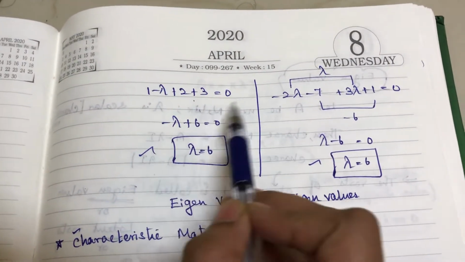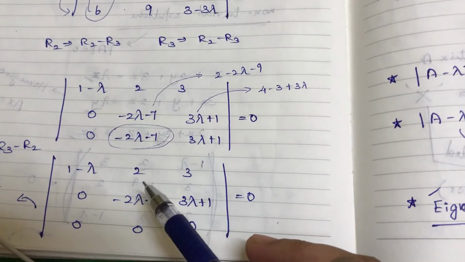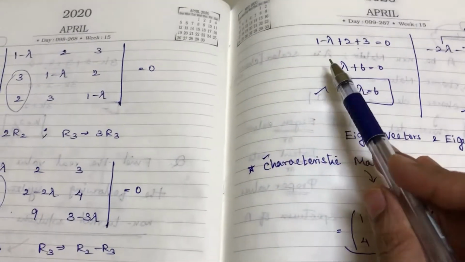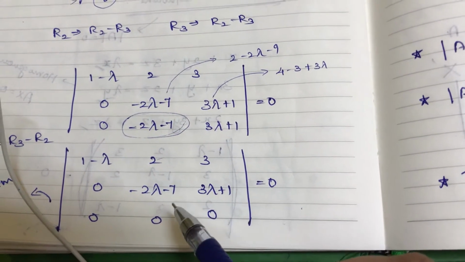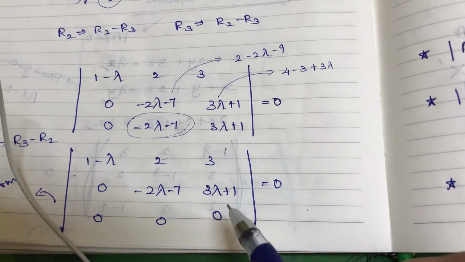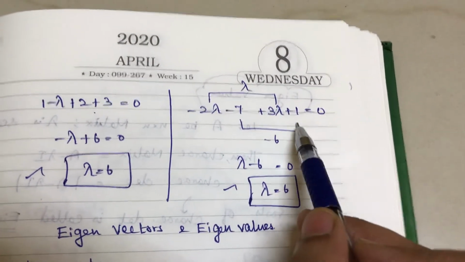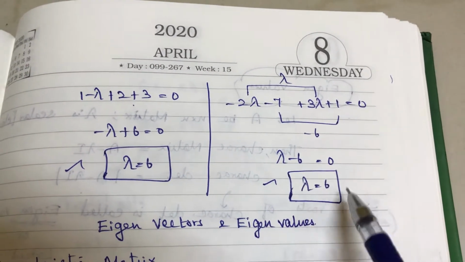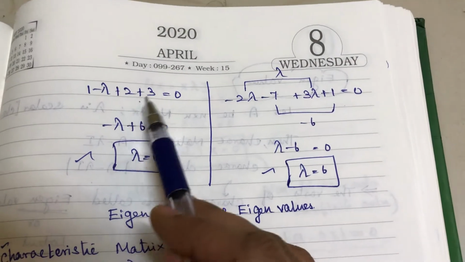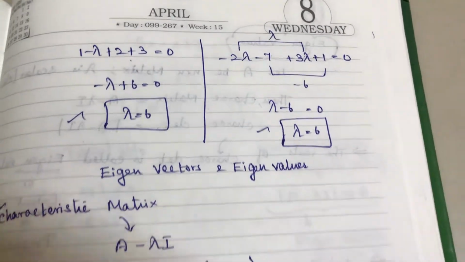The first one, 1 minus lambda plus 2 plus 3. And minus 2 lambda minus 7 plus 3 lambda plus 1. You can see here, this is lambda and this one is minus 6. So lambda is 6. And here this is 5 and 6. So lambda is 6. That's the thing.